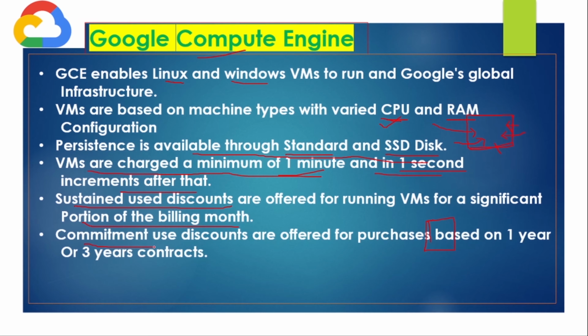There is also something called committed use discount. That means if you purchase in such a way that you tell Google that you are going to use it for 1 year or 3 years, you will be eligible for committed use discount, and it will be much less than the sustained use discount. So this is the way that Google charges for Compute Engine.